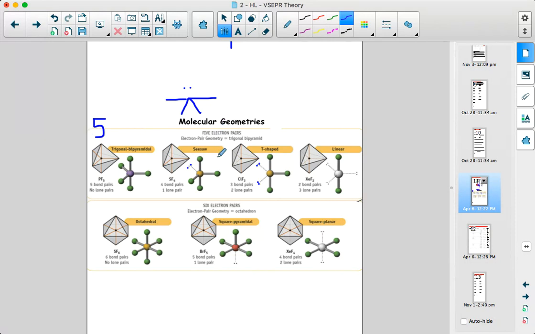So there are actually 4 different shapes possible from 5 electron domains. And for 6, there's going to be 3 different shapes possible. So octahedral being the first. If one of those things ends up being a non-bonding electron pair, that leaves behind what's called square pyramidal.